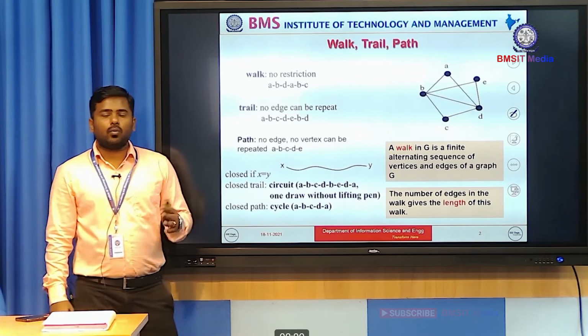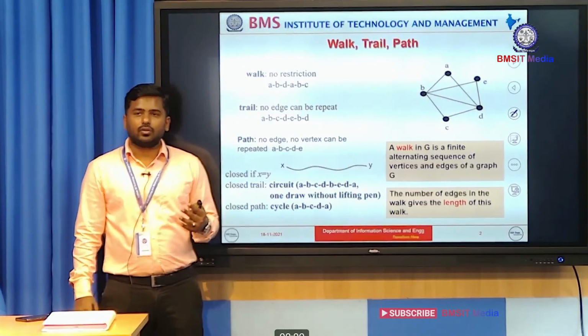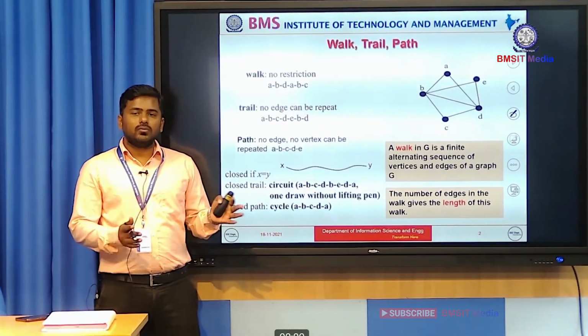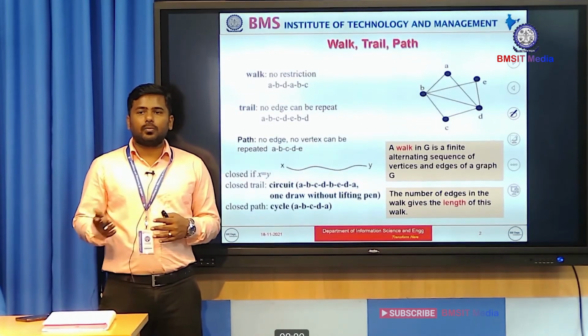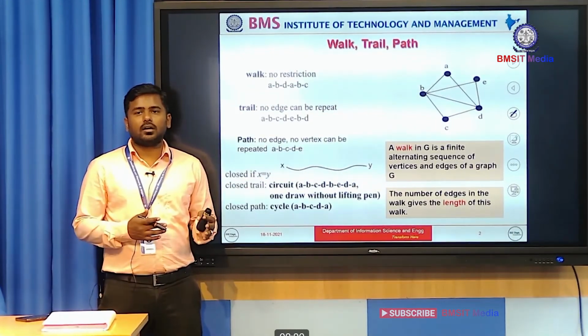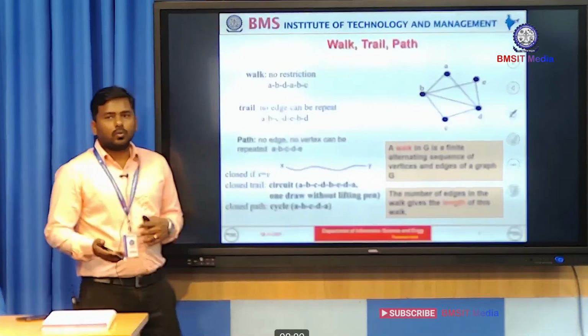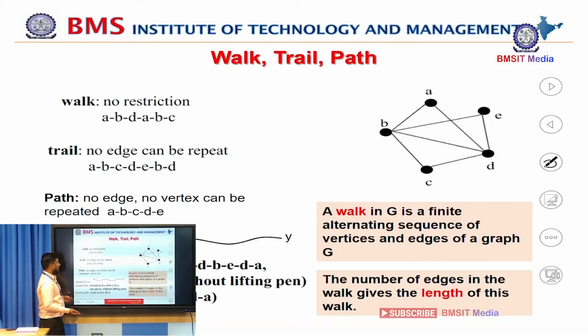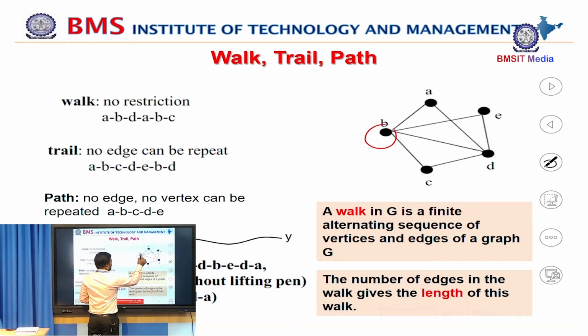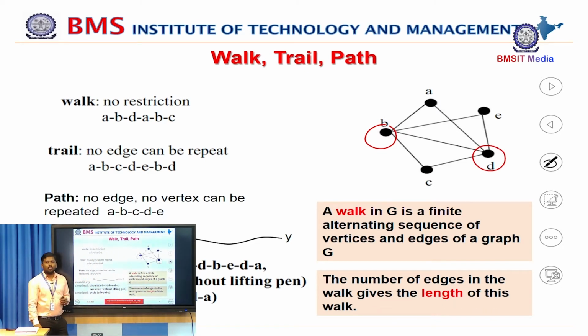Now, as I said, a walk is an alternating sequence of vertices and edges. This walk can be categorized into two types: one is an open walk and another is a closed walk. What is an open walk? If we start a walk from one particular vertex, and we reach another vertex which is not the same as the source vertex, then such a walk we call an open walk.